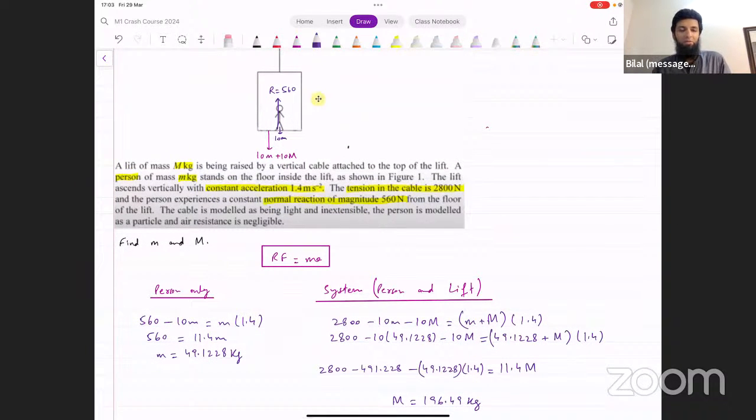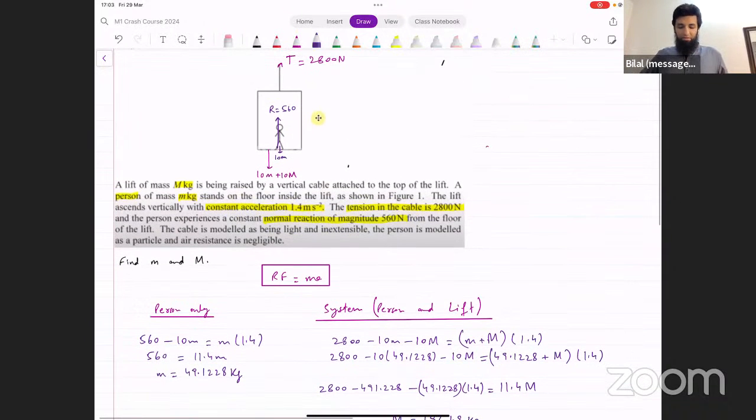This is how we deal with problems like these, where you have a lift, an elevator, and inside that you have some person or some other mass. You would consider the mass inside the lift separately and then the whole system separately. You get two equations like this and then find the unknowns. Make sense? Any questions on this? No, sir. No problems?